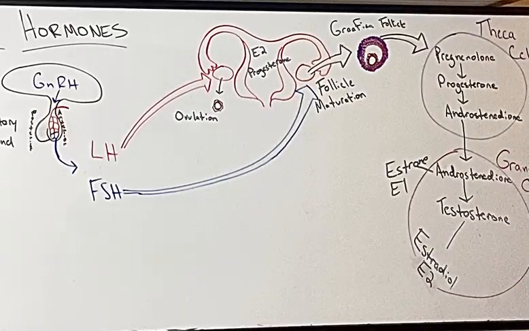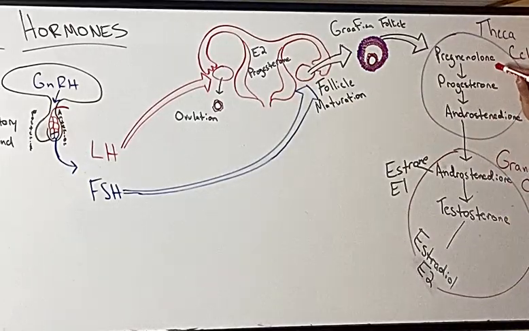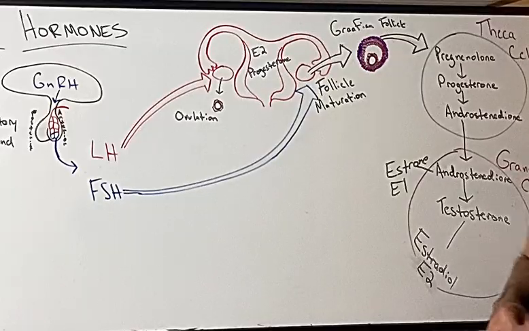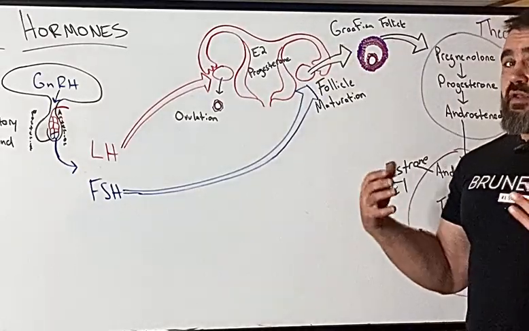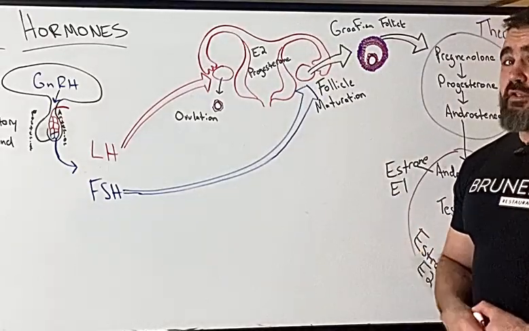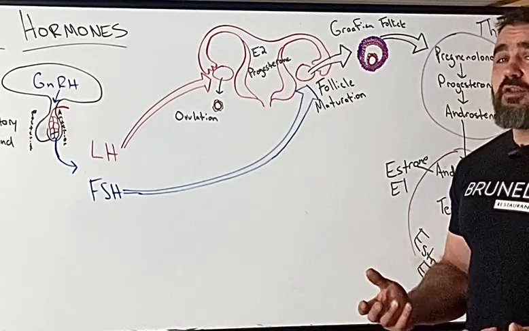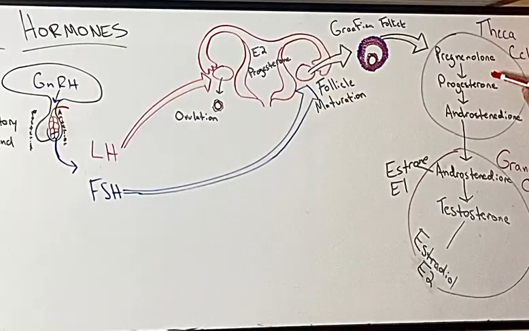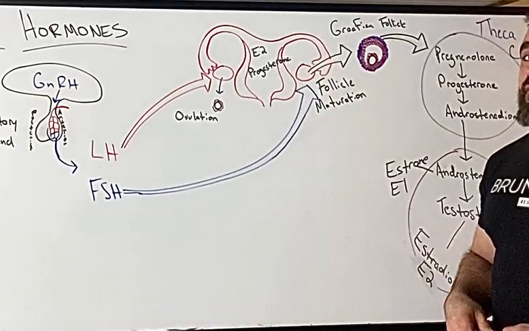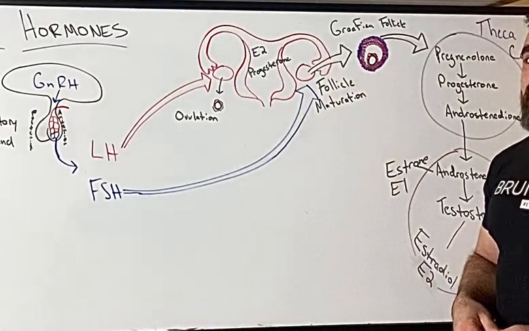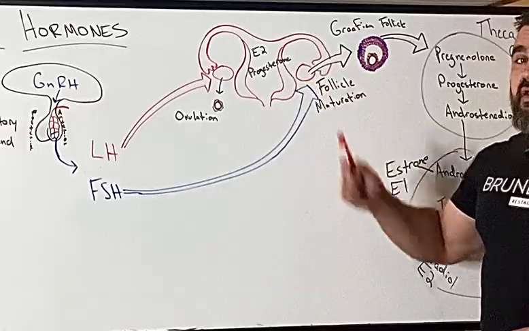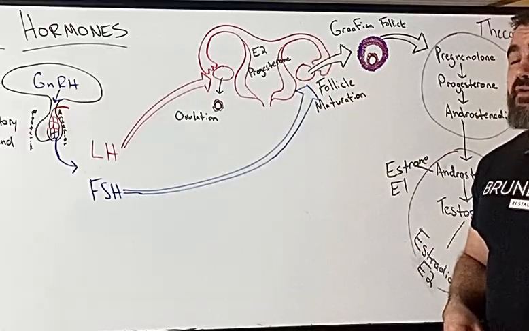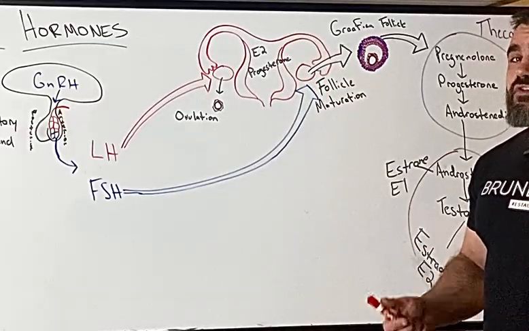So LH and FSH are going to stimulate this process. Pregnenolone is a parent hormone, and again, we can actually buy pregnenolone as a supplement. Pregnenolone is going to convert into progesterone. Now, what does progesterone do? It's very low in the first half of the uterine cycle called the proliferative phase, but then it spikes up and is relatively high in the back half of the uterine cycle called the secretory phase.